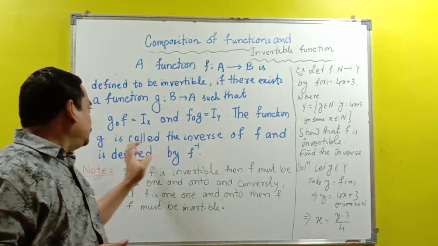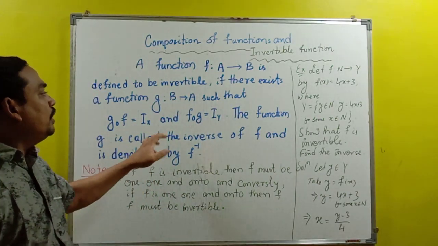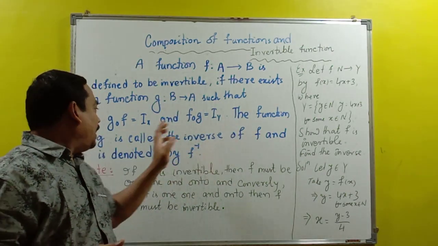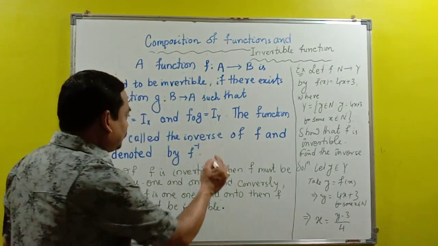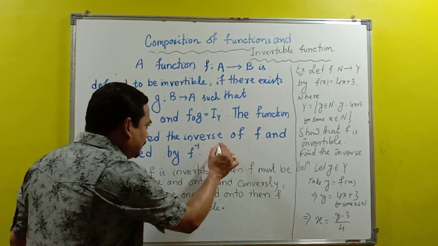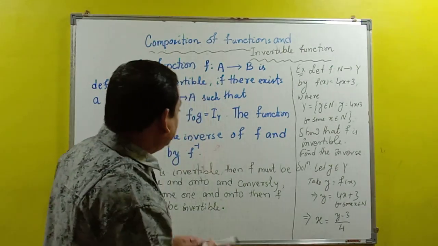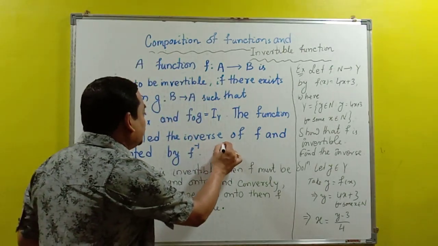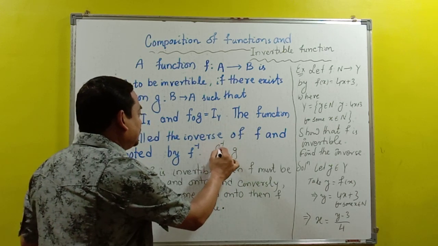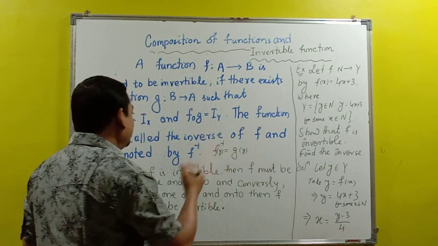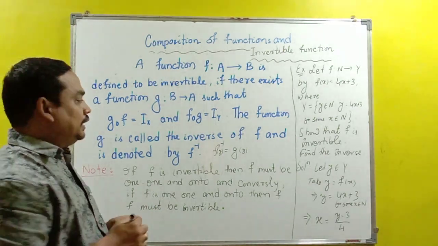Then the function g is called the inverse of f and it is denoted by f inverse. That is your f inverse, which means nothing but your g of y. f inverse of y means that the g of y you are defining will be your f inverse, right?